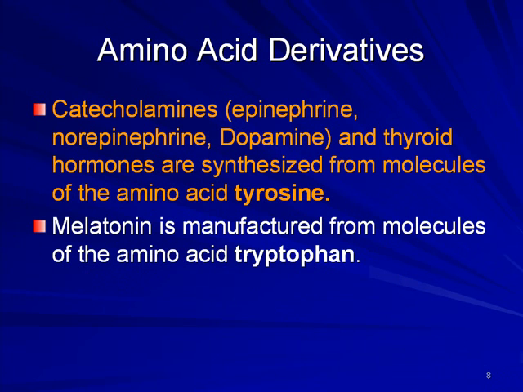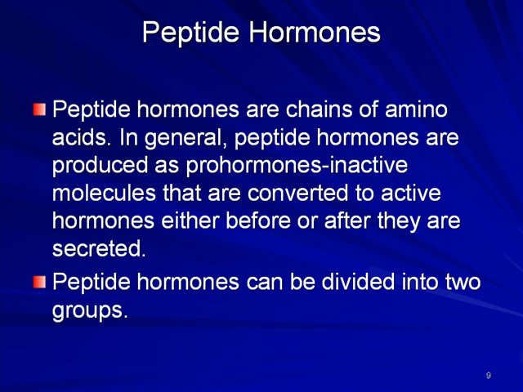in the future. Catecholamines such as epinephrine, norepinephrine, dopamine, and thyroid hormones are synthesized from molecules of the amino acid tyrosine. Another test question for you there. Melatonin is manufactured from the amino acid tryptophan. All of these hormones, as you will see, typically are derivatives of amino acids.